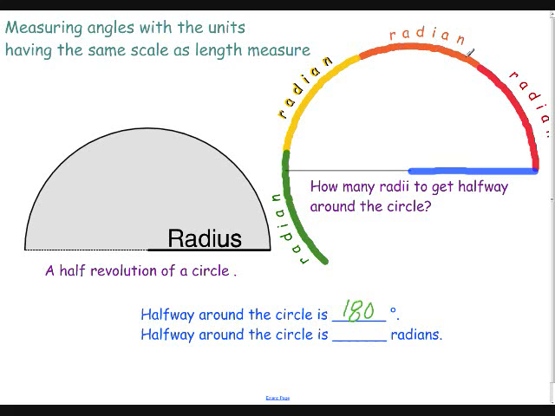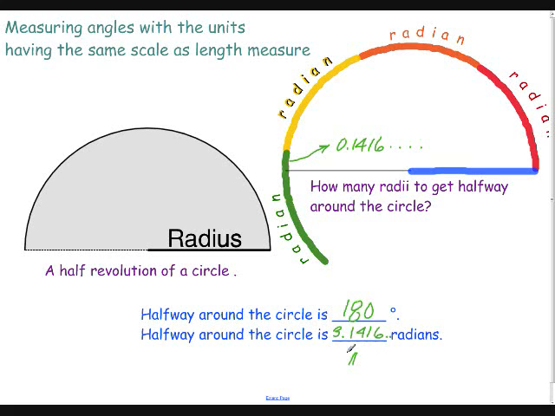My second radius, I haven't quite got to a half a circle or a semicircle yet. I'm looking to get to 180 degrees. I've got 2 radians. So let's put another one on here. Here's my third radian, and now I'm almost there. So just a little bit more than 3 radians will define 180 degrees, or a half a circle. How much more do I put on here? This little piece here is less than 1. So halfway around a circle is 3.1416, going on and on and on.